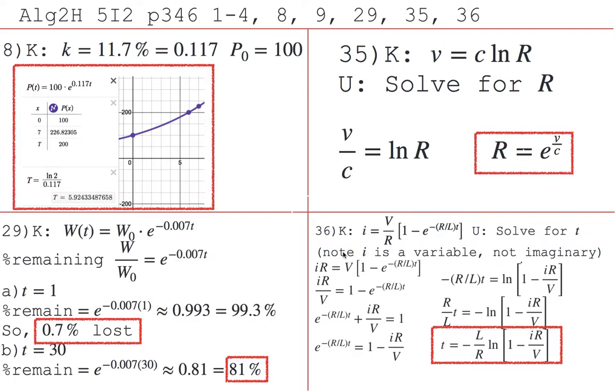Anyway, it's a variable. So first thing I'm going to do is clear the fraction, multiply both sides by R. Then I'm going to divide both sides by V. And then I'm going to add this over to the other side, just to get rid of the subtraction mostly. And then I'm going to subtract this fraction over to the other side. So we get e raised to the exponent is equal to 1 minus the fraction here.